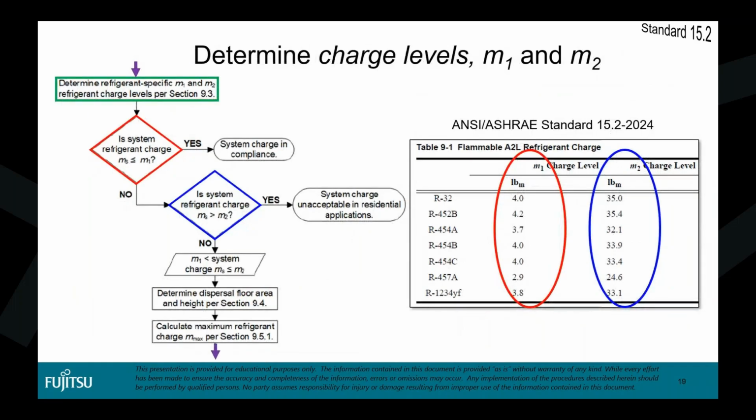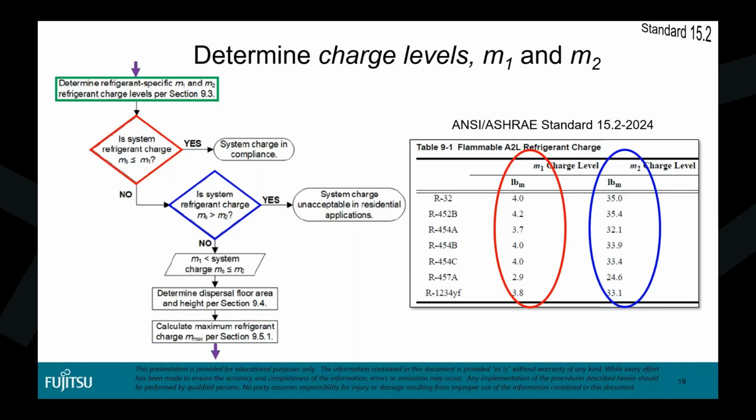So one of those charts, we can look at this one. It starts in the left corner there, trickles down through that flow chart, and then eventually we come into that red block. It says system refrigerant charge MS less than M1. Well, what is M1? That is in a table. You can look on the right in red. There is M1. That's a charge level. For R32, it's 4 pounds. It's similar for the other refrigerants. If you go down there, 454B, the same, 4 pounds. So that's one charge level.